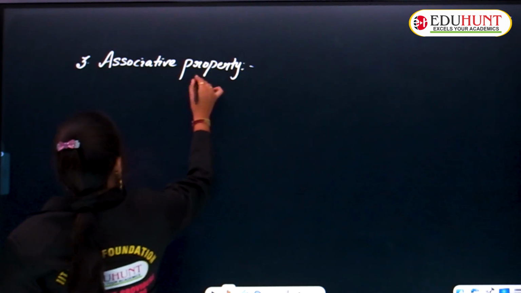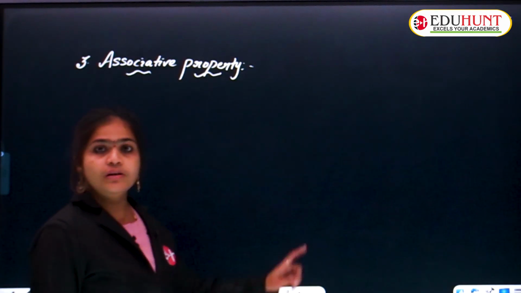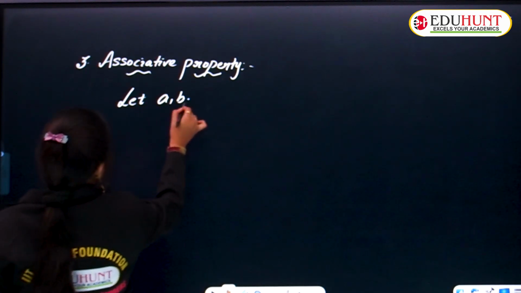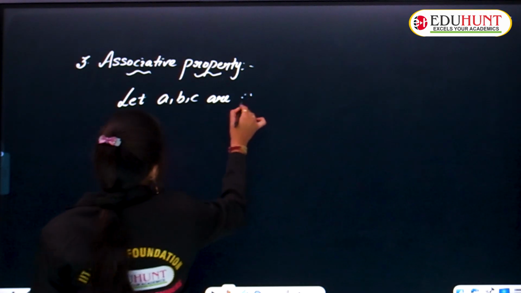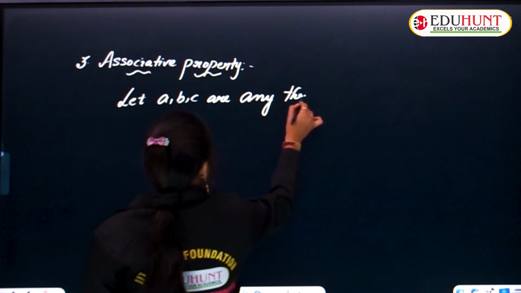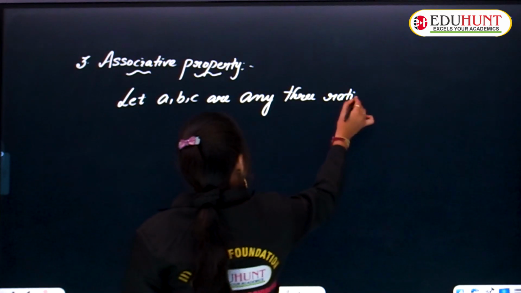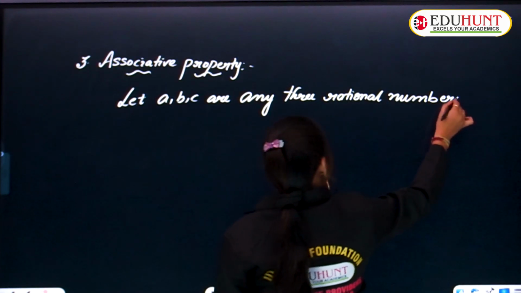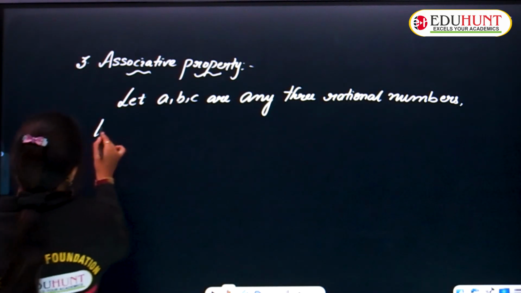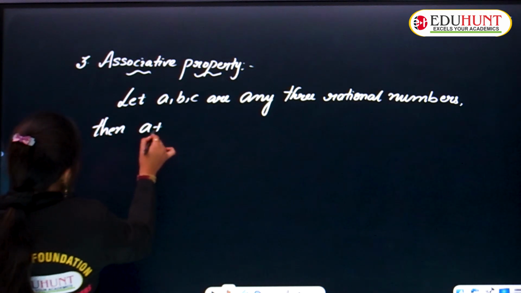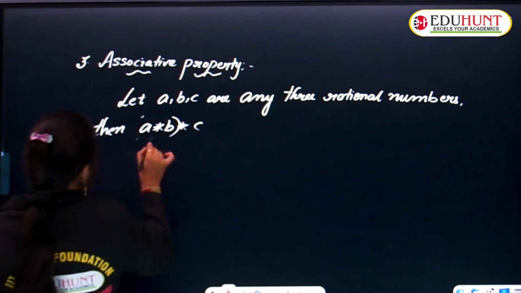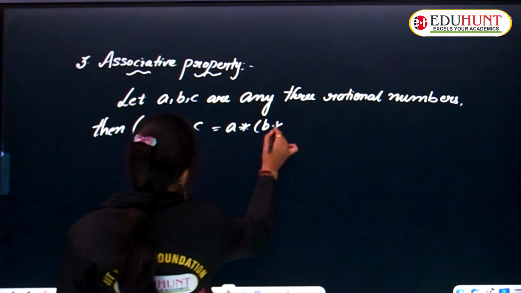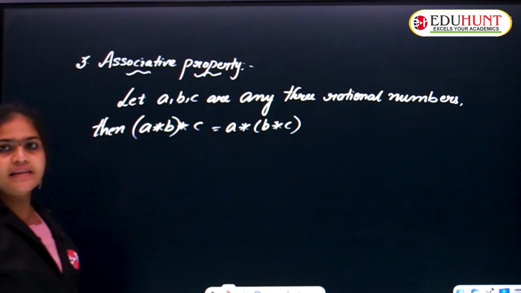Okay? So up to now we took 2 rational numbers, no? Now from here onwards we have to take 3 rational numbers. Let A, B, C be any 3 rational numbers. Then (A star B) star C is equal to A star (B star C). Understood? This is the condition.